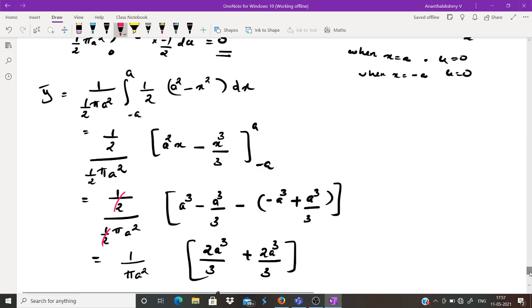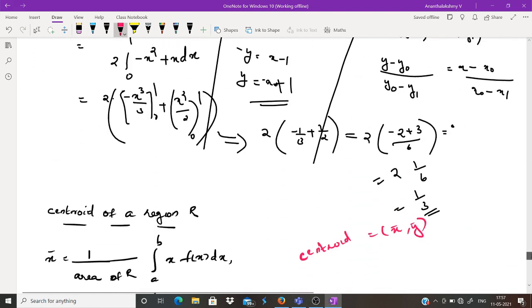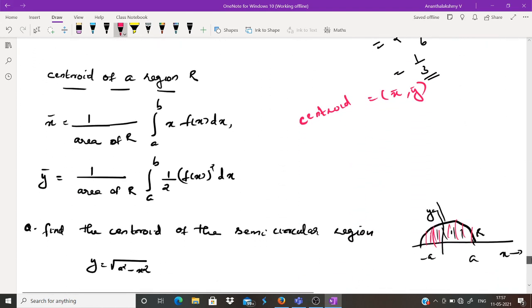Centroid of a region. In the previous class we discussed what is the center of gravity of a region. Today's class we will be discussing the centroid of a region. What is the centroid of a region? We are considering a homogeneous lamina, and the center of gravity of the occupying region is known as the centroid of the region.